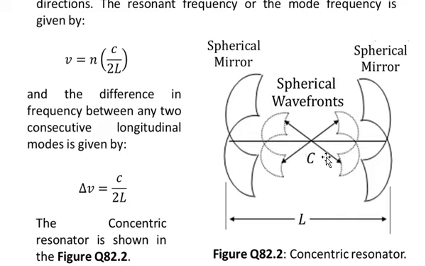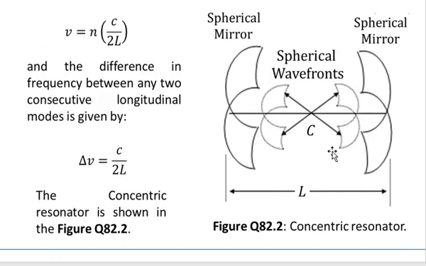You will notice in this diagram that you have two spherical mirrors on each side of the cavity, and I have shown two spherical wavefronts, shown dotted, in between the two spherical mirrors. These two spherical wavefronts will converge at the point C and then will expand on the other side.